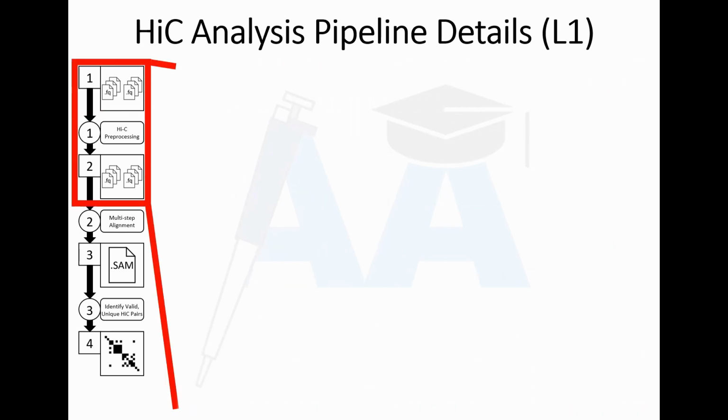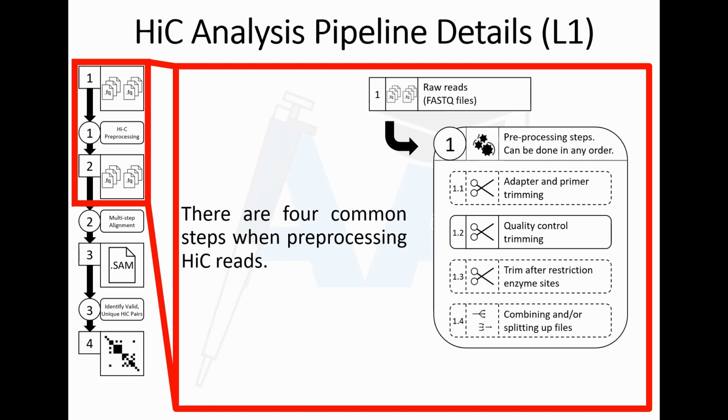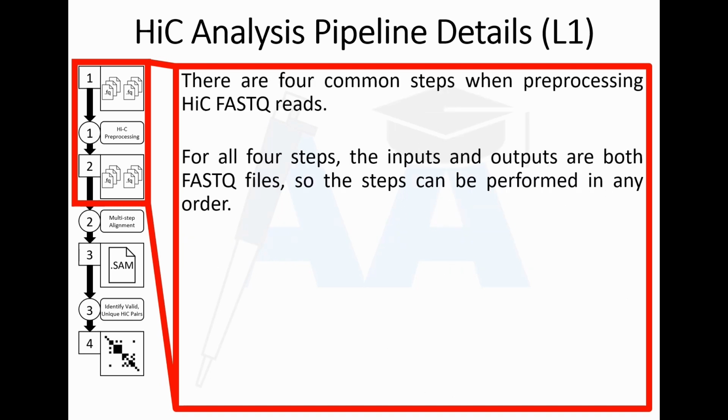When it comes to the pre-alignment pre-processing, there are 4 common steps, not all of which will take place. There's adapter and primer trimming, quality control trimming, restriction enzyme site trimming, and the combining or splitting up of files for logistical reasons. Since both the input and outputs of all these steps are FASTQ files, they can technically be performed in any order, although reliable reporting metrics may require a particular order.